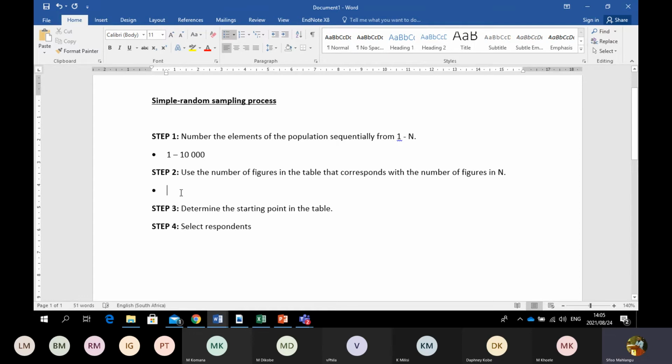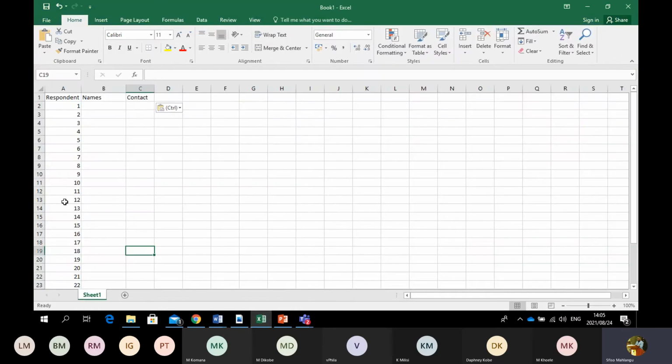If your list is 500 people, then it will be 1 to 500, depending on how long your list is, like it indicates here.